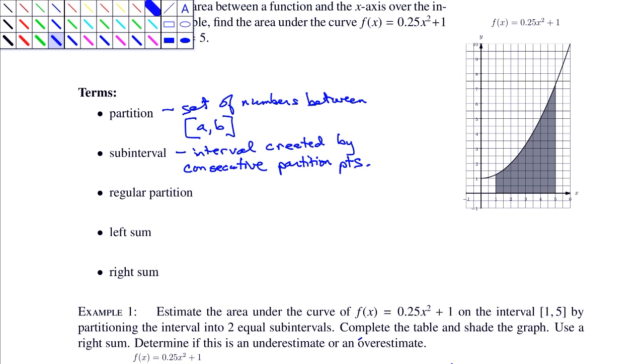And basically, you're just going to divide up the interval into so many different pieces. The pieces don't have to be the same length, but when they are, that is called a regular partition. So a regular partition is a partition with evenly spaced partition points.